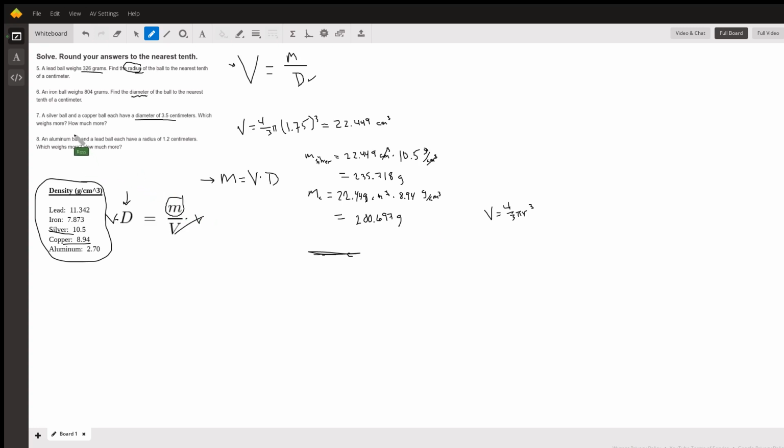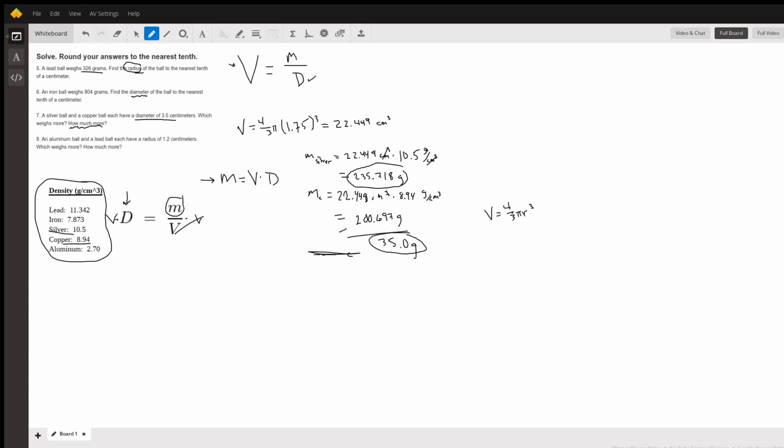Don't forget to go back and answer the last question you were asked, which is which one weighs more and how much more. It turns out that the silver weighs more. Silver has a greater density than copper. If we subtract those two numbers, 235 minus 200, you'll end up with about 35, rounded to the nearest tenth, about 35.0 grams of difference. So the two balls that have identical volumes differ in mass by about 35 grams.